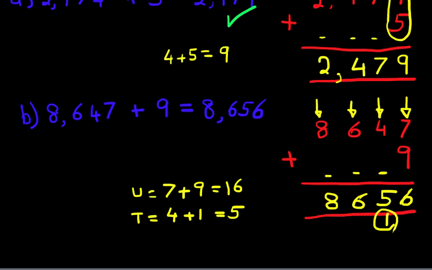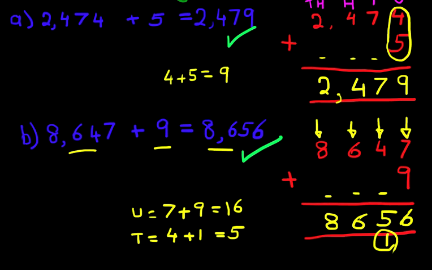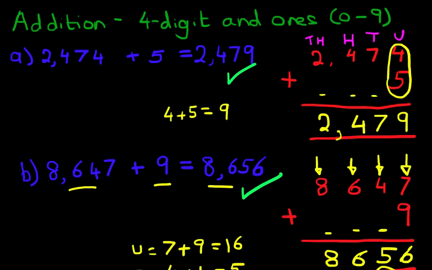So 8,647 plus 9 is 8,656 using the vertical format. And that is correct. Let's scroll back up again. And that is how we do addition of 4-digit numbers and ones using the vertical format. The first stage in learning how to add larger numbers.